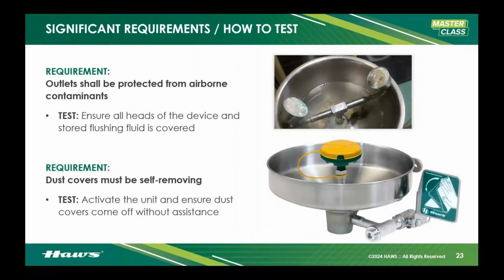Now, outlets have to be protected from airborne contaminants. This just means you have to have the dust covers in place. That's all. Very simple. Check for dust covers. Make sure they're being replaced. The dust covers themselves also have to be self-removing. I suggest during your weekly activation or during the annual activation, activate the equipment. Ensure that dust cap is coming off all by itself. You cannot have a separate motion required to remove the dust cover. It has to be automatic.